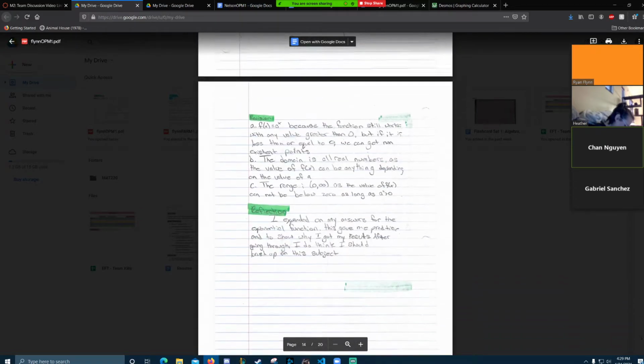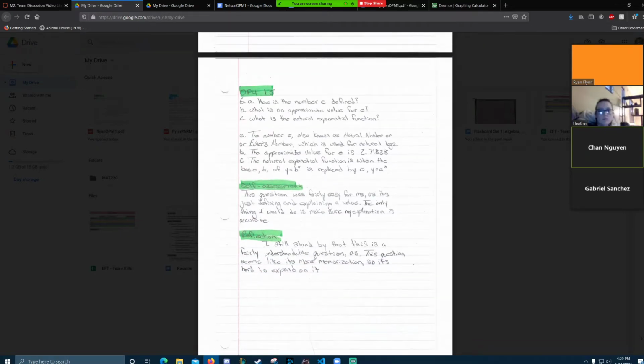So next one in this would be OP4 1.5 number 6. How is the number e defined? What is the approximate value for e? And then what is the natural exponential function? I think we need multiple people to explain it. So do one of you, Chan or Heather, want to try to explain this one?